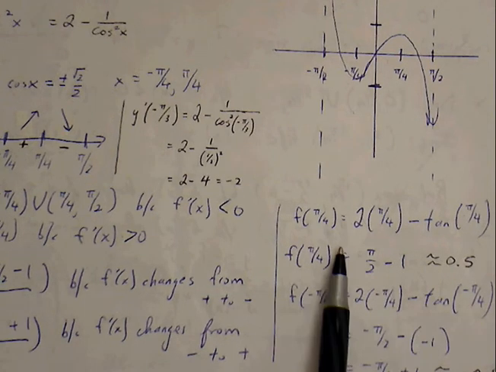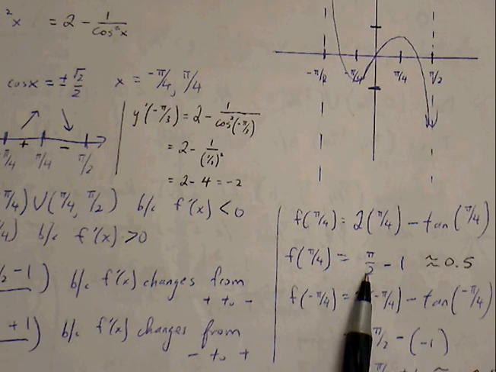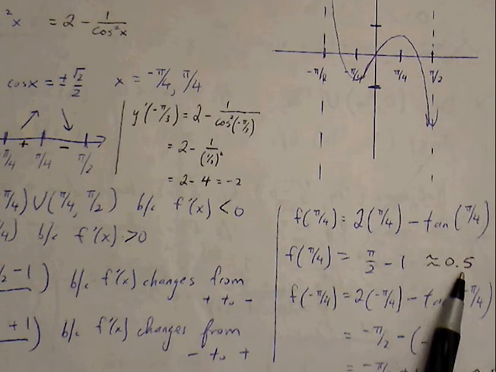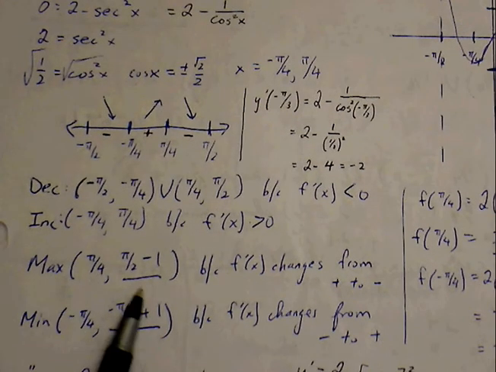We know a rough estimate, pi is 3, right? So 3 halves is 1.5. 1.5 minus 1 is roughly going to be about 0.5. Right? But we're going to put an exact value for our relative max here.